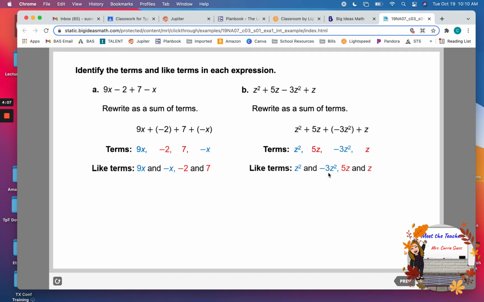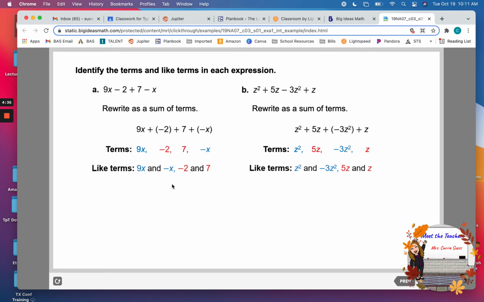And then what's our other pair of like terms? We said the z squared and the negative 3z squared. What is the other pair of like terms? 5z and z. 5z and z is correct. Okay, any questions about what a like term is?